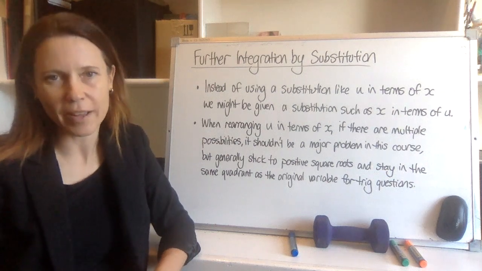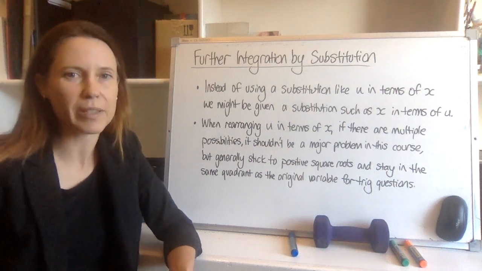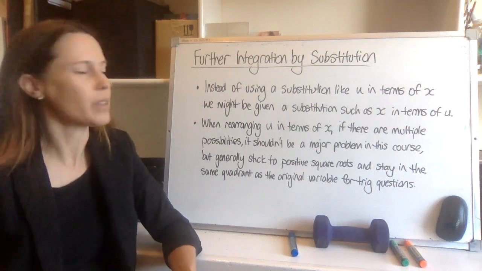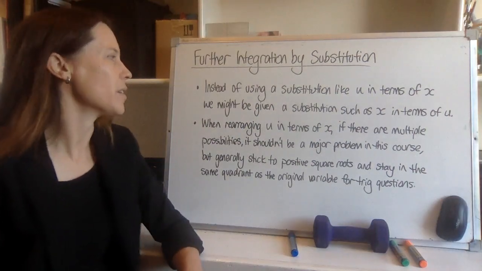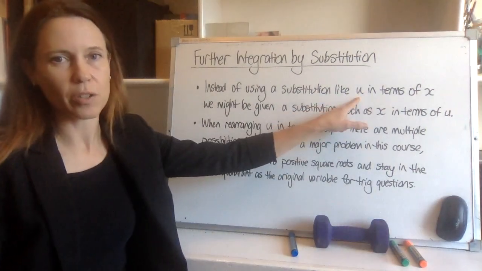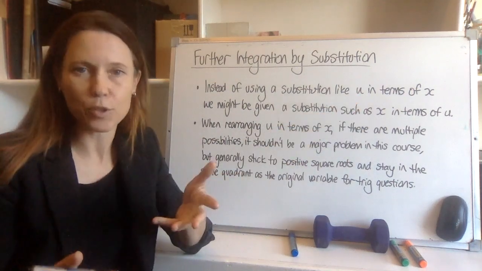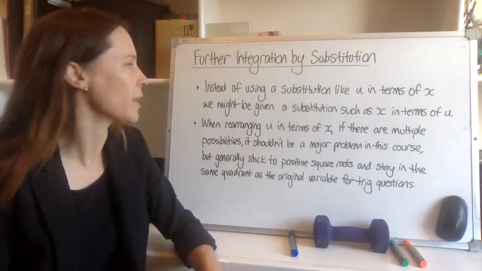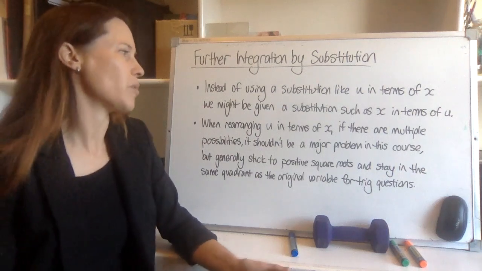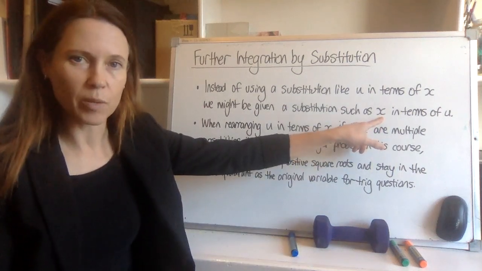Today's lesson is a lot like the last one. We're still integrating by substitution. The only real difference is that in yesterday's lesson, we were generally given substitutions that were u in terms of x. So it might be something like let u equal 1 minus x or something like that. Whereas today we'll be given substitutions where we have x in terms of u.